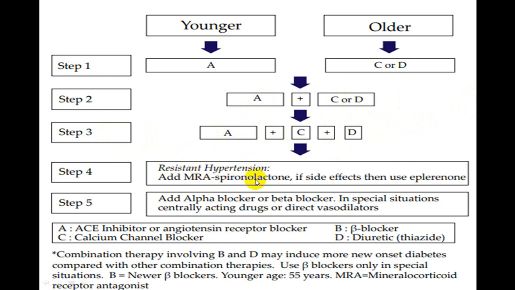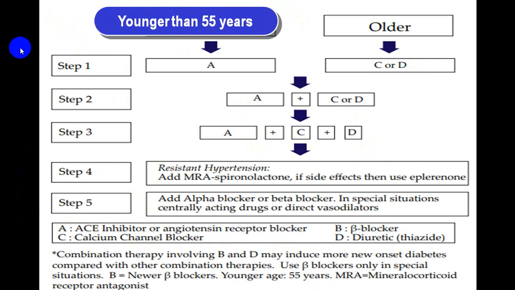Now you can add spironolactone, or you can use eplerenone, and that will help you in resistant hypertension. As a fifth drug, you can use an alpha blocker, beta blocker, or centrally acting drugs, or a vasodilator. The most commonly utilized is alpha blockers. So any one of these drugs you can utilize. And this is the simplest flow chart we can utilize. And this is what we follow in India.